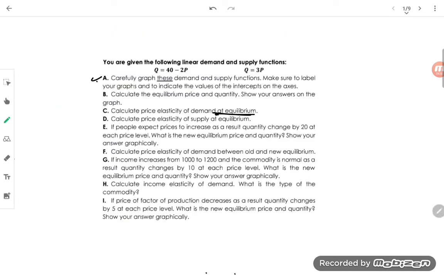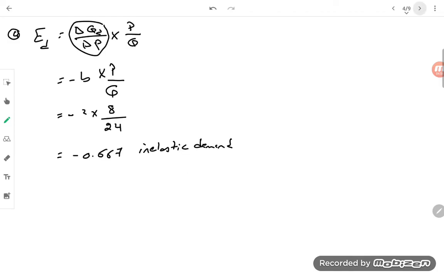Number D, calculate price elasticity of supply at equilibrium. So it is the same, but with respect to supply, not demand. Elasticity of supply is the slope of the supply function, which is D multiplied by P over Q. D is 3 multiplied by 8 over 24, so it is 1. So this is unit elastic supply.